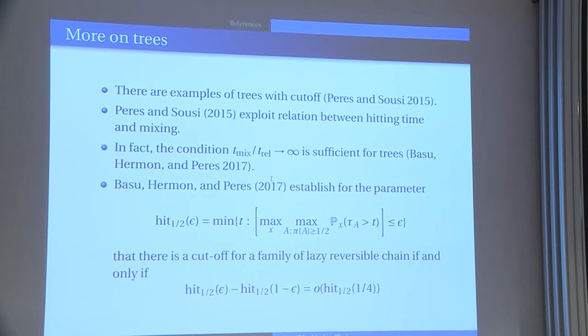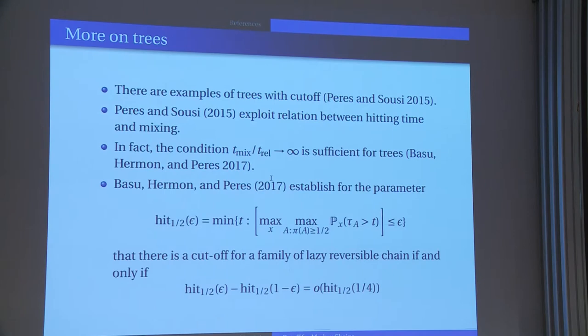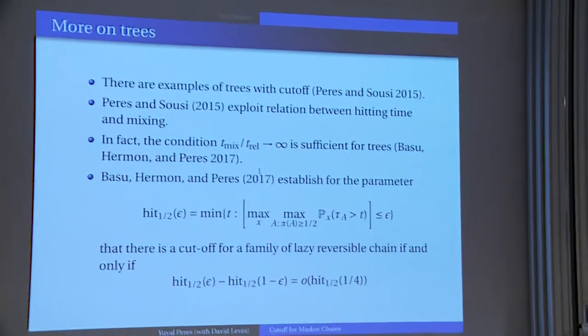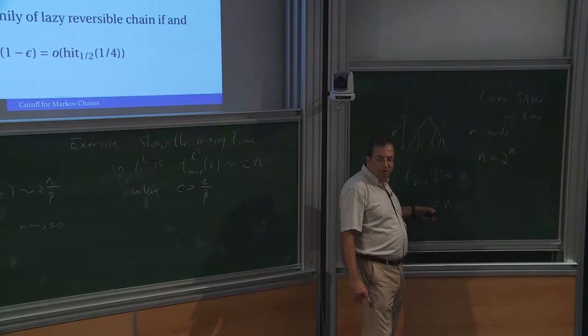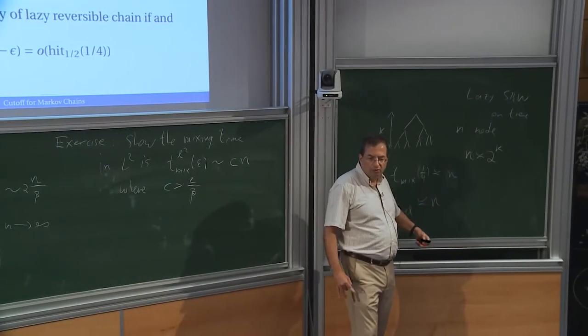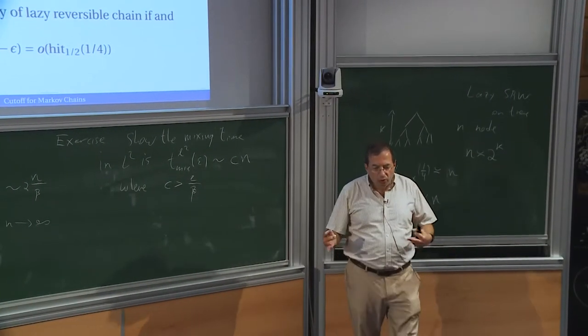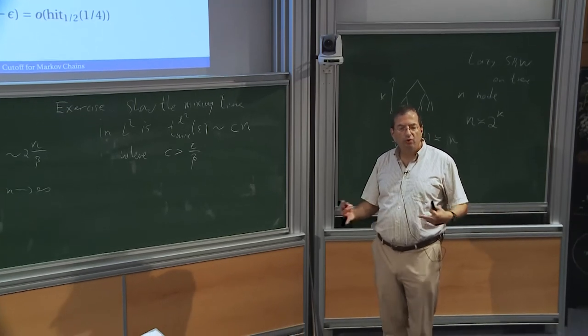So one problem that is still open is to characterize cutoff in a way where we can determine it without very precise calculations. We see that in this example, just by estimating mixing time and relaxation time up to constant, we can determine that there's no cutoff. So to rule out cutoff, we can do rather crude estimates where we lose constants.